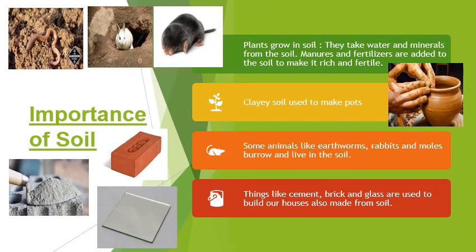Second, clay soil is used to make pots, as it is soft and can be easily made into any shape. Next, some animals like earthworms, rabbits, and moles burrow and live in the soil. So the soil is home for many animals. Things like cement, bricks, and glass, which are used to build our houses, are also made from the soil.